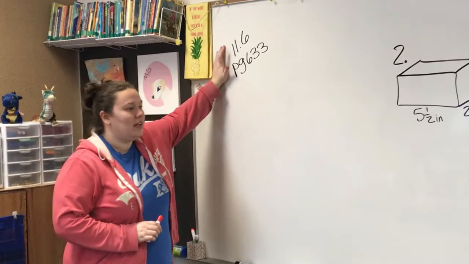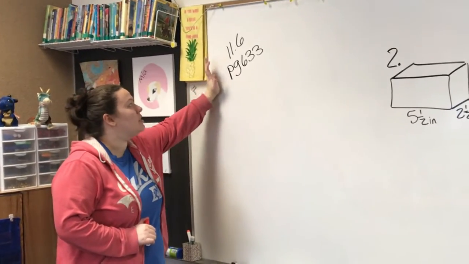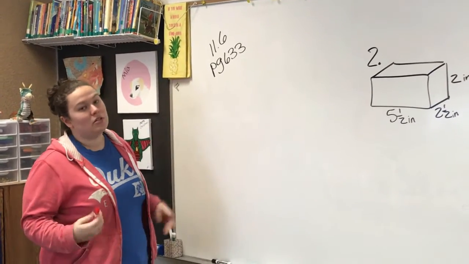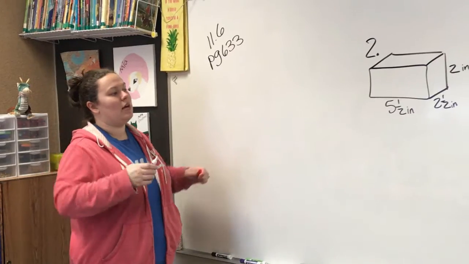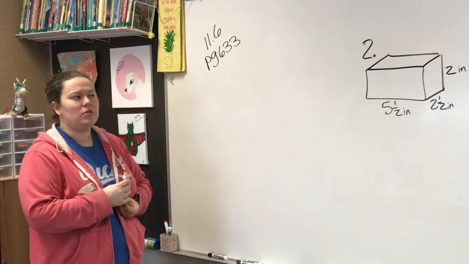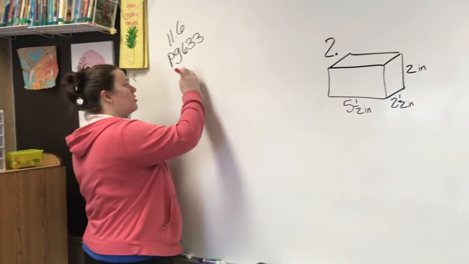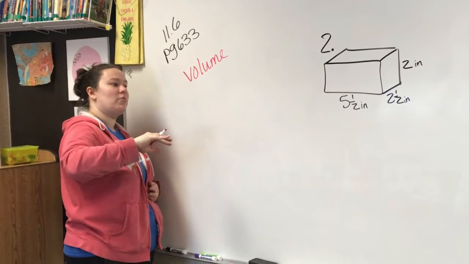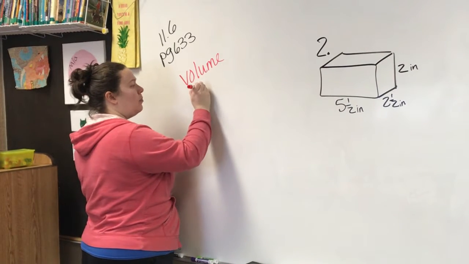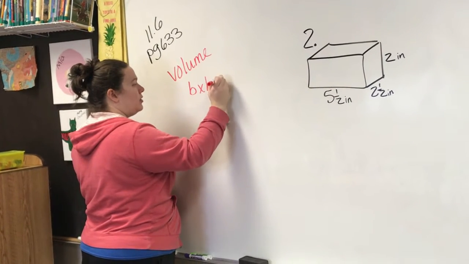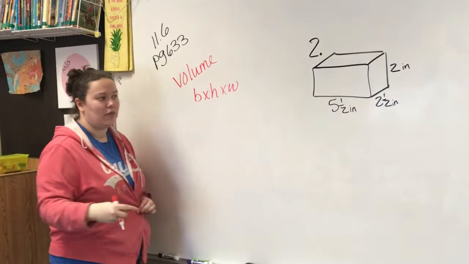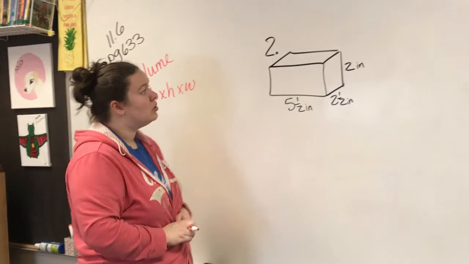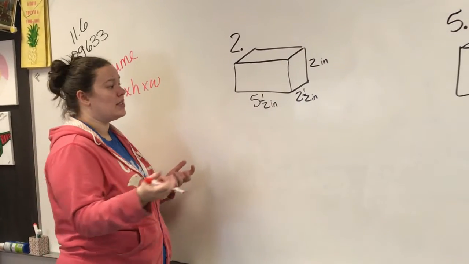We are on lesson 11.6, page 633 in your book, and we are still talking about volume, but this time it's given you actual labels instead of just units. So volume, remember, it's how much you fill something up, and it's base times height times width or length, whatever you want to call that. So on number 2, we're pretty much just doing the same thing as last lesson.